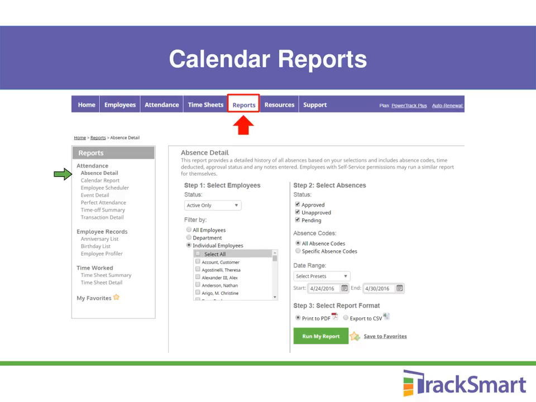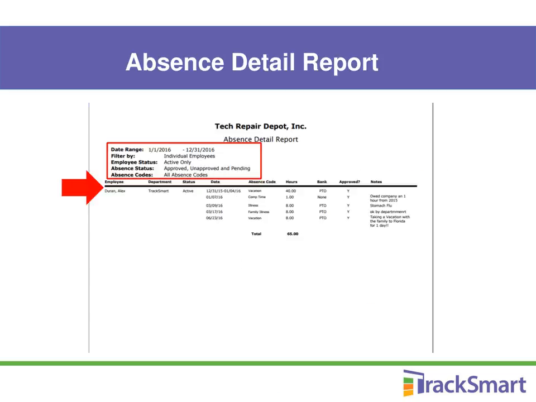To run this report, first select Employees. Here, you will have the option to select Active Only, Inactive Only, or Active and Inactive Employees to be shown on the detail report. Then select the date range that you would like to see on the report and run the report. Here's an example of what an absence detail report would look like.